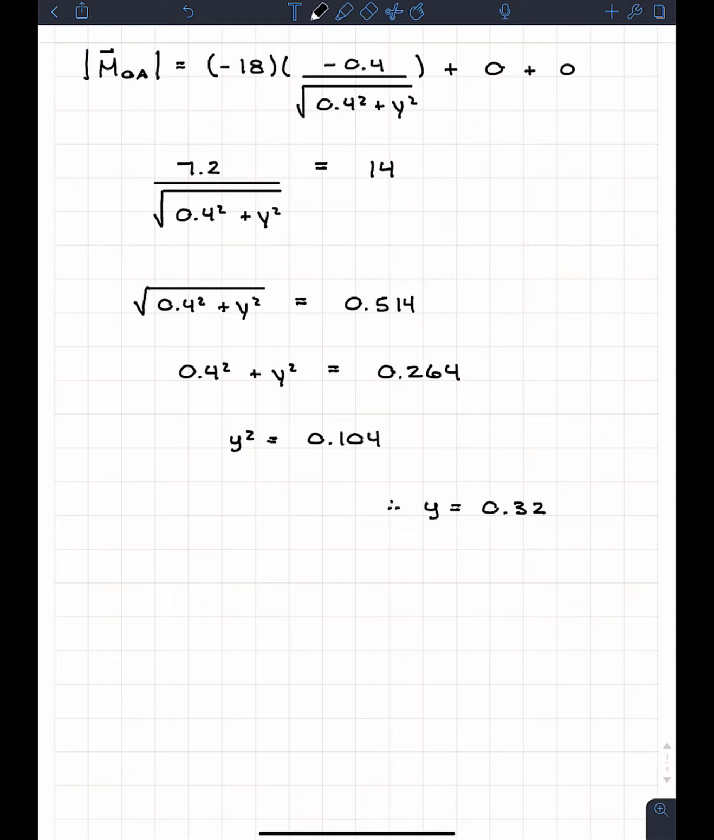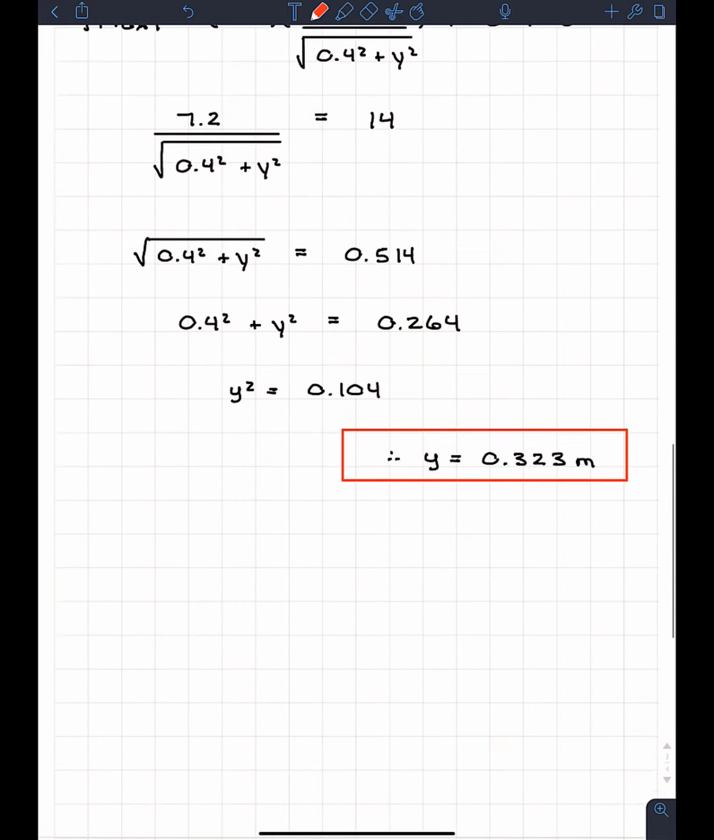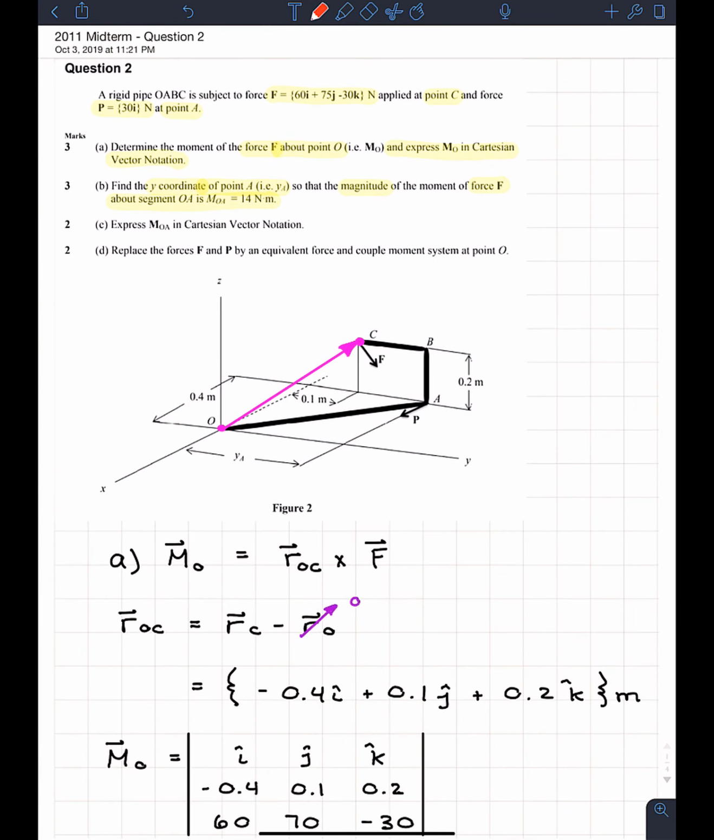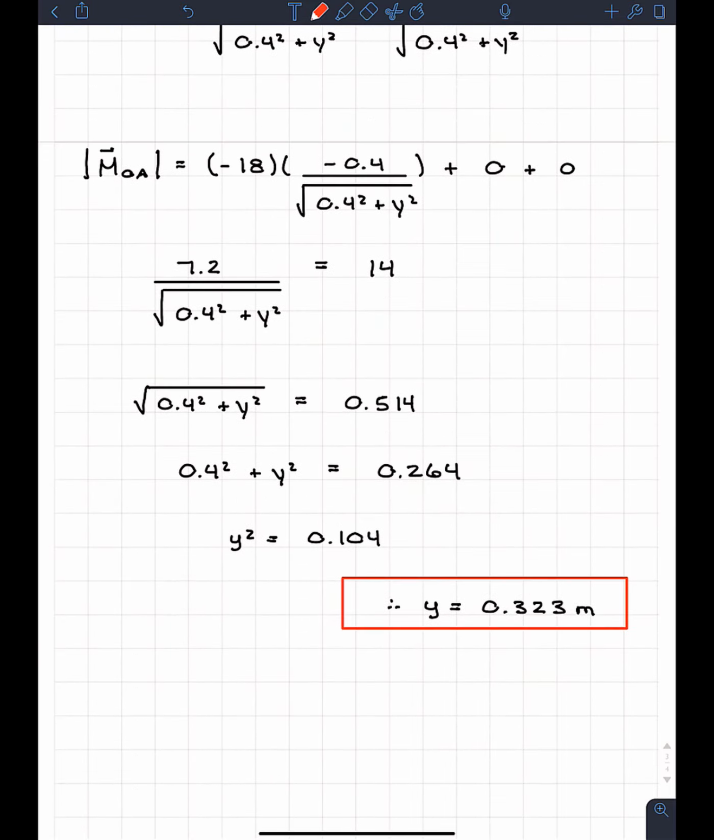And this would have units of meters. And that's what the question wanted. It wanted that y coordinate. So that's the magnitude of the moment projection. It will be 14. And that's exactly what we solved for. So let's just double check, find the y coordinates. So that the magnitude of the moment of force F about segment OA is 14. So we're good to go. Part B is now done.